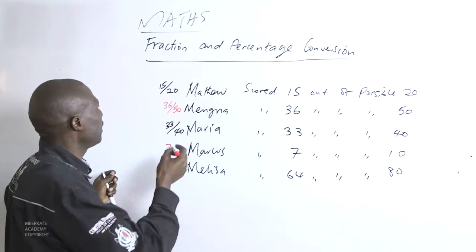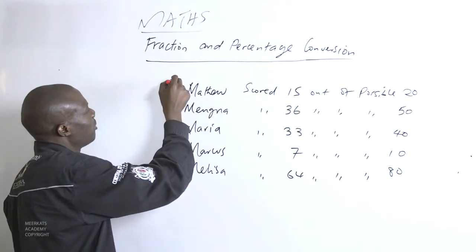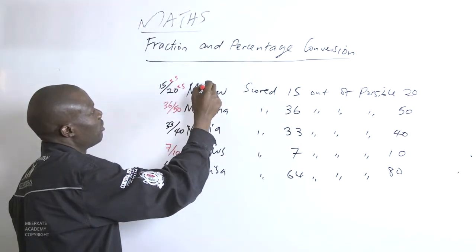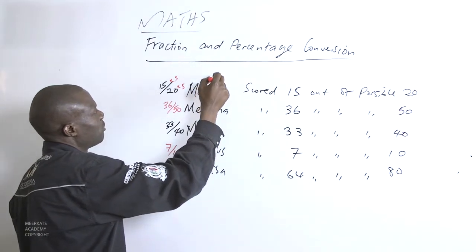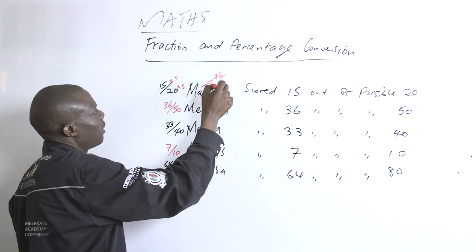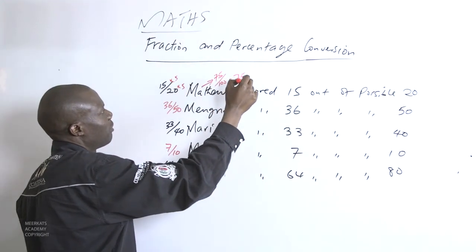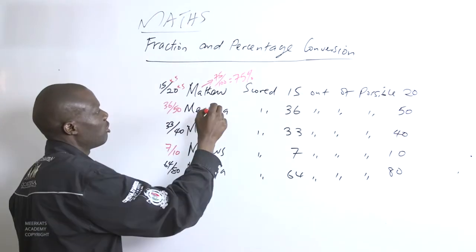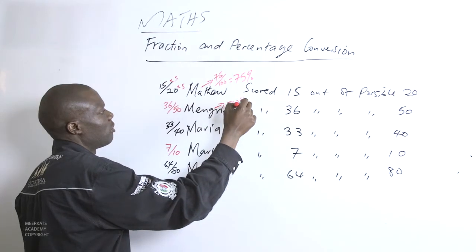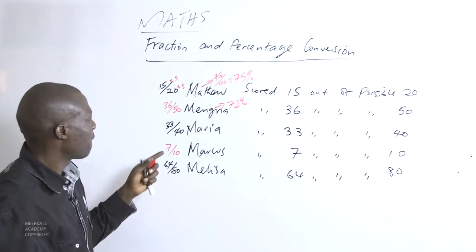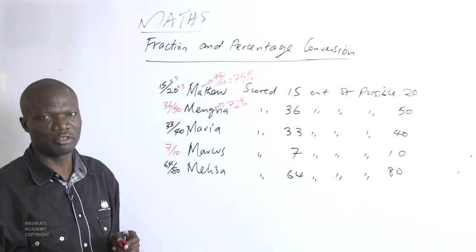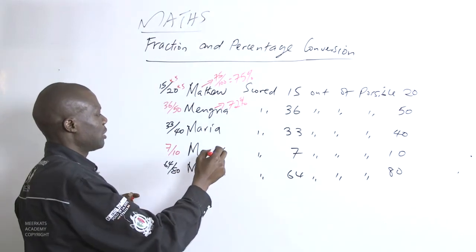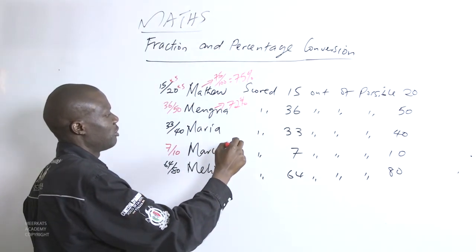So for the first one here, when we multiply the numerator by 5 and the denominator by 5, Matthew will be scoring 75 over 100, which is 75%. This one is just multiplied by 2, so this one will give us 72%. For Maria, I'll leave it out first, and then we come back to it. But for Marcus, it is multiplied by 10, so this is equivalent to 70%.